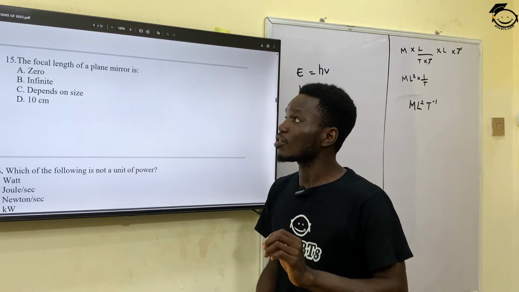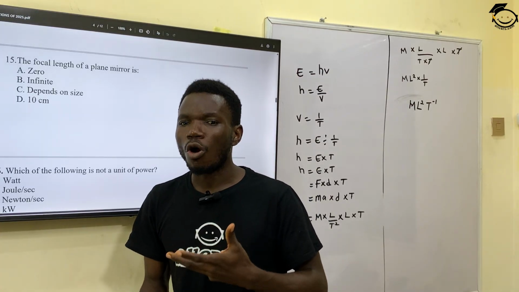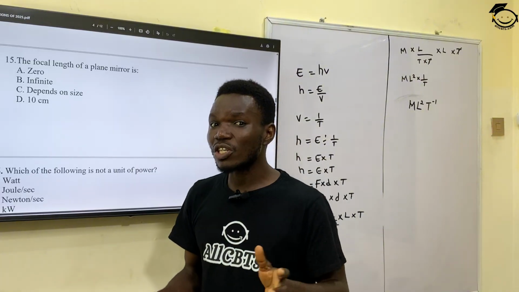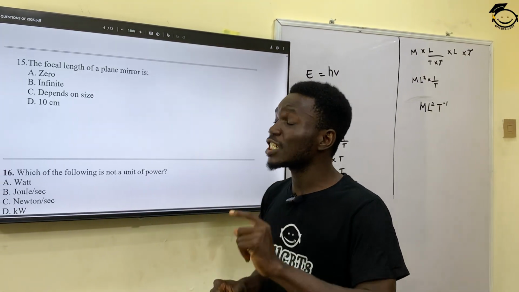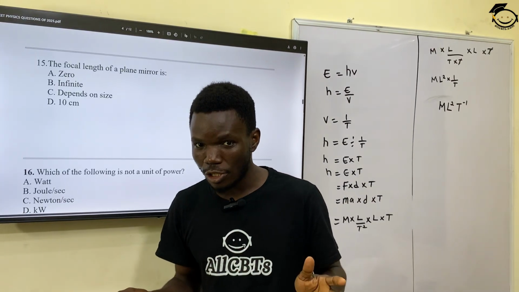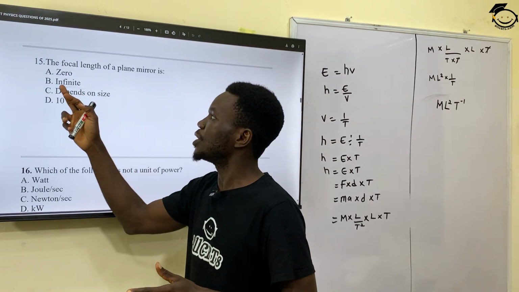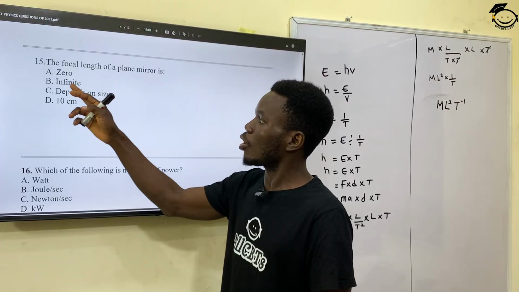The focal length of a plane mirror is dash. Please know that a plane mirror does not diverge and does not converge. And because it does not diverge or converge, automatically it means that its focal length is infinite. There is no end. So the correct answer to that question is B, which means that the focal length of a plane mirror is infinite, which is option B.